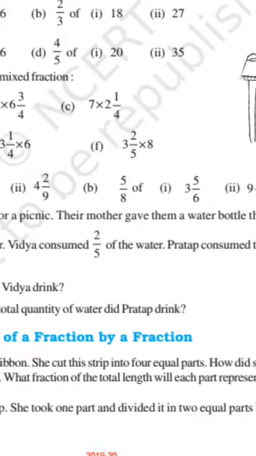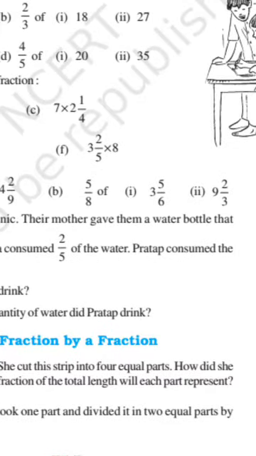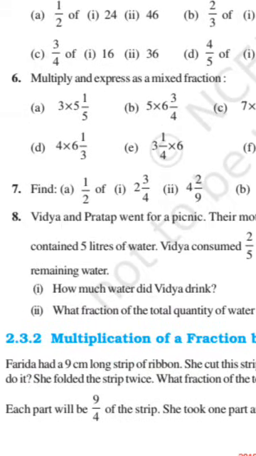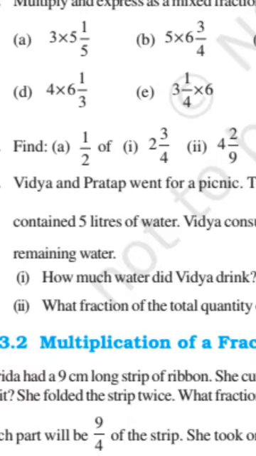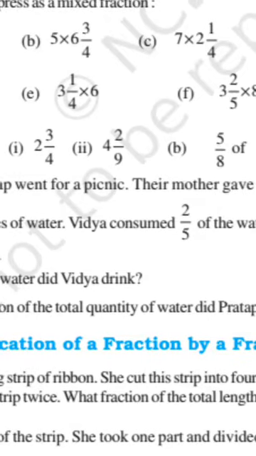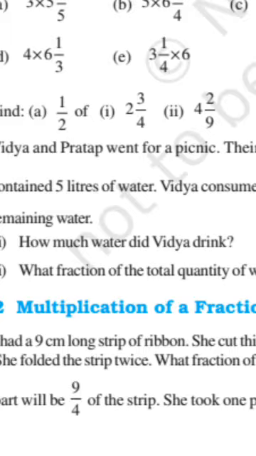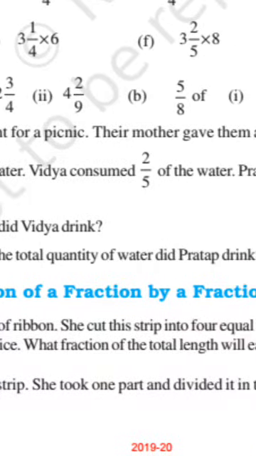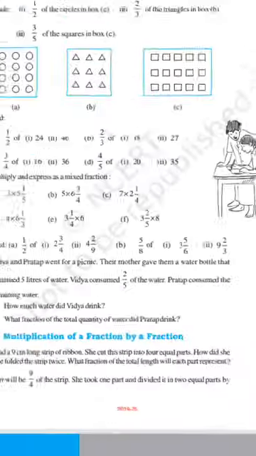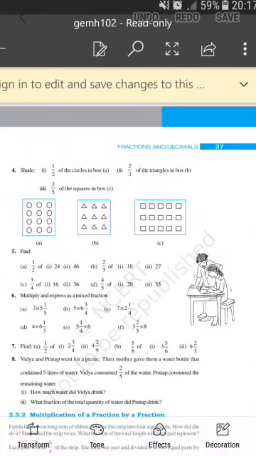See here in the question, their mother gave them a water bottle and the capacity of the water bottle is 5 liters. So it contains 5 liters of water. And Vidya consumed 2 by 5 part of it. Vidya consumed 2 by 5 of 5 liter water. So in the first part we have to find out how much water did Vidya drink. First we will do this, and then second part is what fraction of the total quantity of water did Pratap drink. Let's see how we'll solve it.